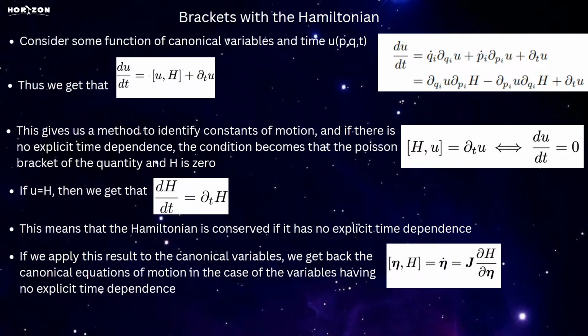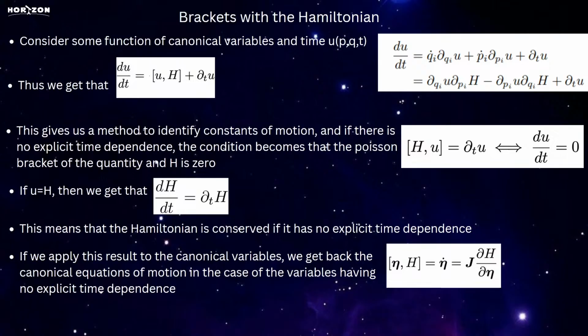Let us evaluate the brackets with the Hamiltonian in a bit more detail. We'll now evaluate the total time derivative of some function of canonical variables u. We expand it and substitute the appropriate bracket relations. If you take q dot i and p dot i from the canonical equations and substitute them here, we get that du by dt is the Poisson bracket of u and H plus the partial derivative of u with respect to t.